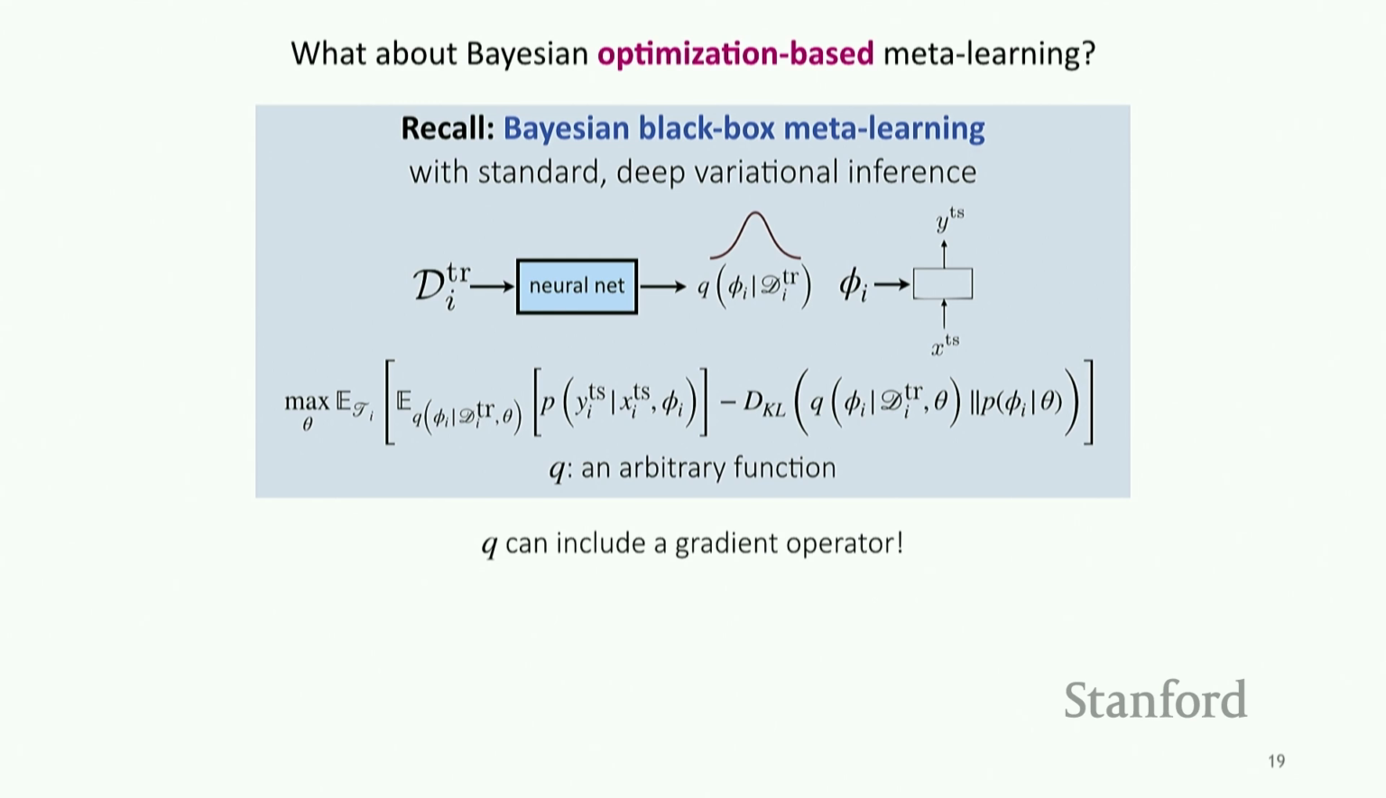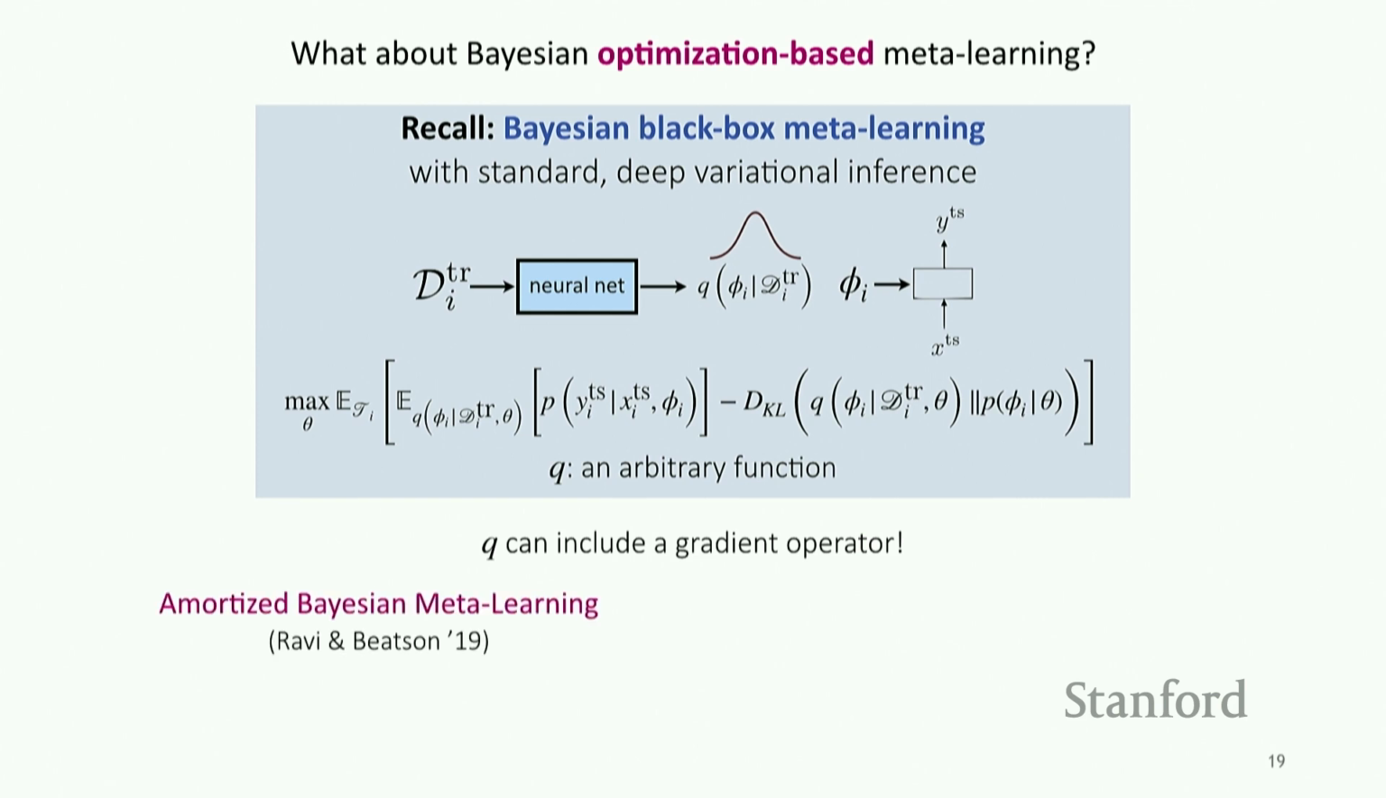For example, Q could also include a gradient operator. So you could have an inference network that is basically performing gradient descent inside your inference network. Because Q doesn't need to be a neural network. It could be anything that outputs a distribution over phi.